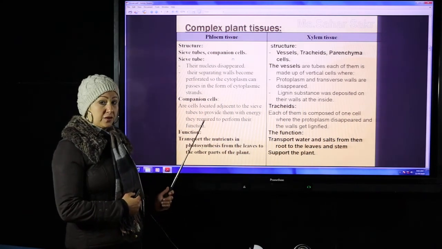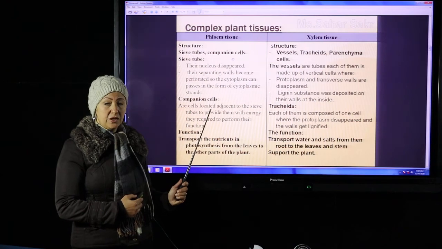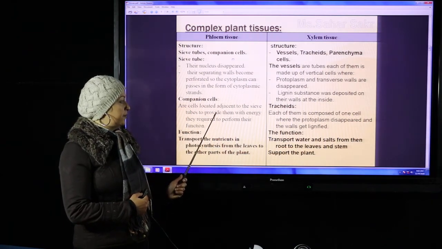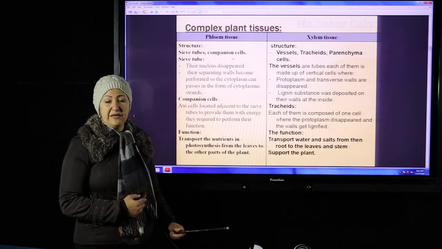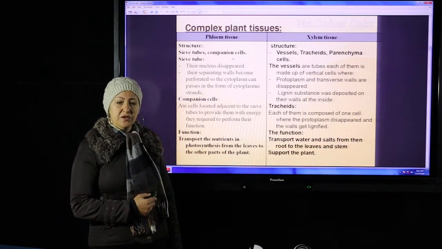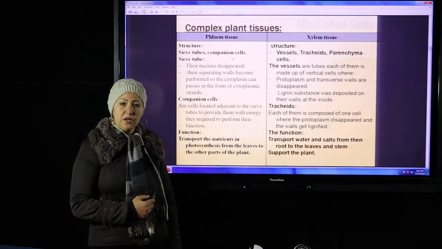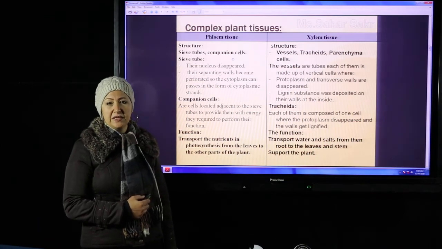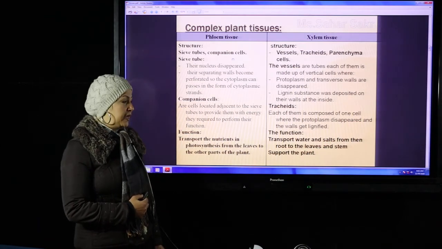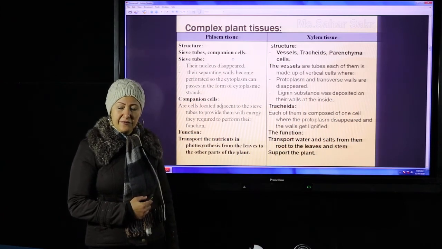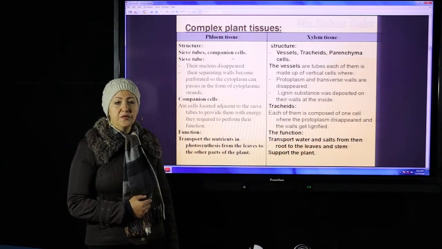Okay, the companion cells. The companion cells are cells connected to the sieve tubes, as we said. They provide the sieve tubes with energy because they contain mitochondria, because the passage of the food inside the phloem needs energy. And also they contain a nucleus to control the phloem activity, or to control the passage of the food inside the phloem. About the main function of the phloem: transportation of ready-made food from the leaves to the root.